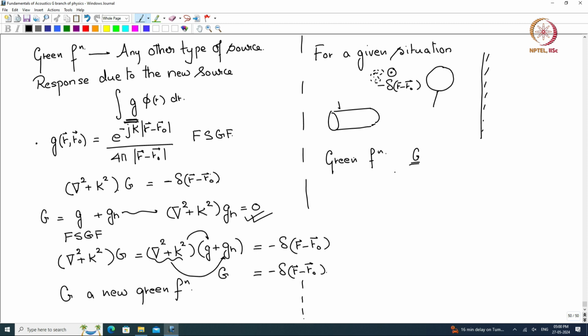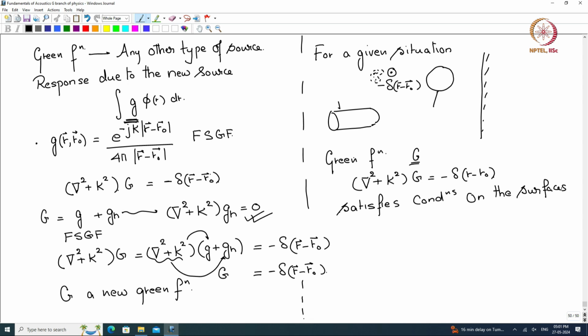Now, this g, in addition to satisfying the inhomogeneous Helmholtz equation, satisfies conditions on these surfaces. On this surface, whatever be the boundary condition, this g satisfies that in addition to this inhomogeneous equation.